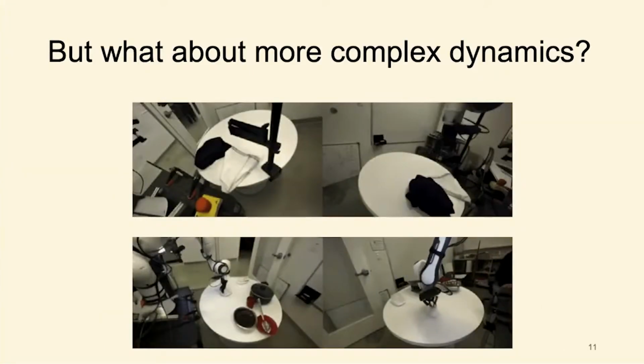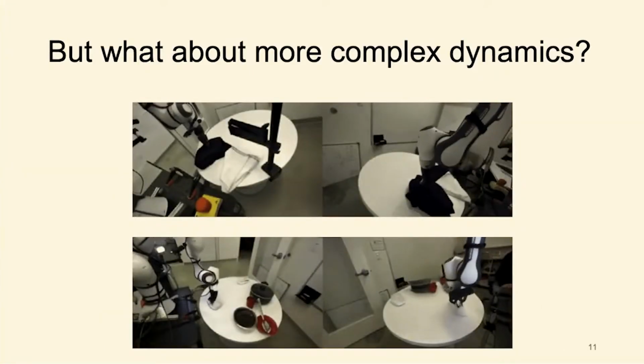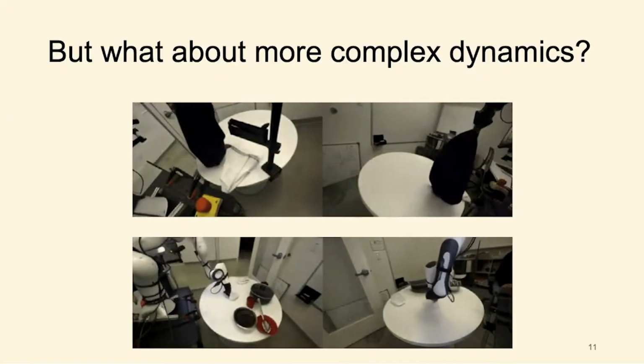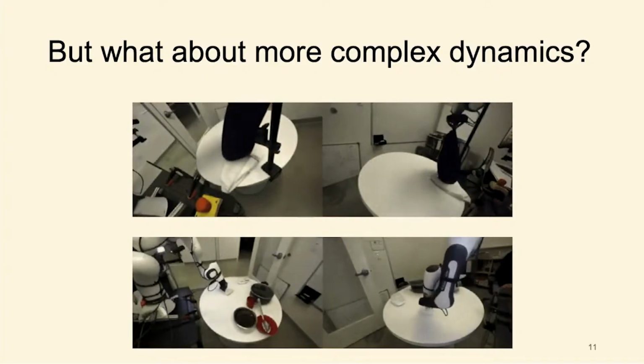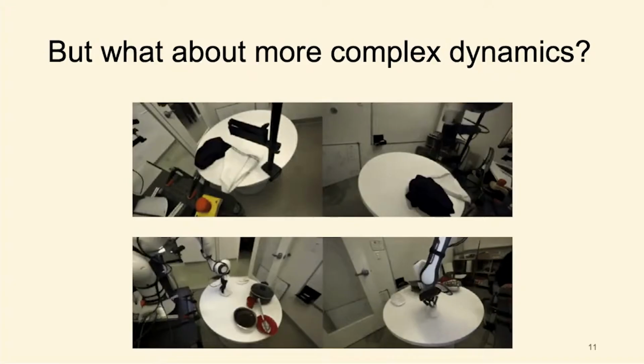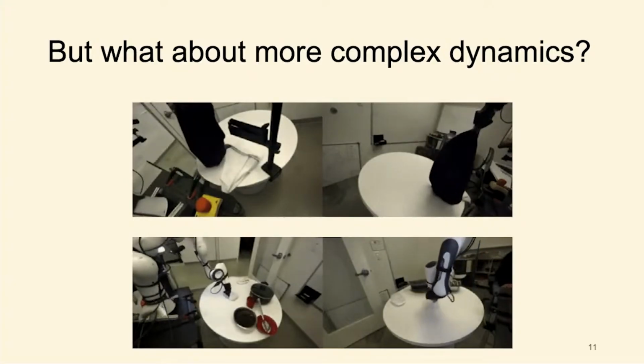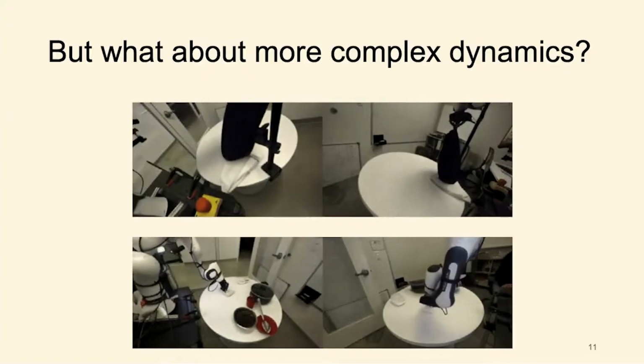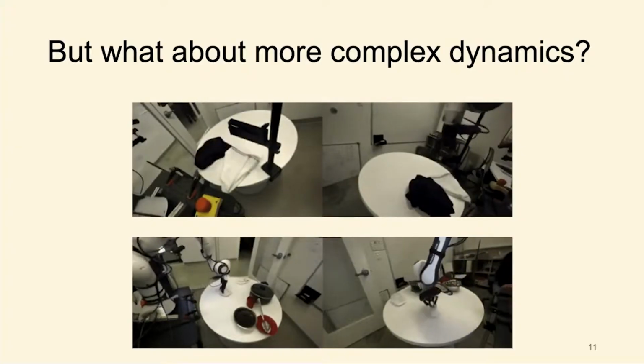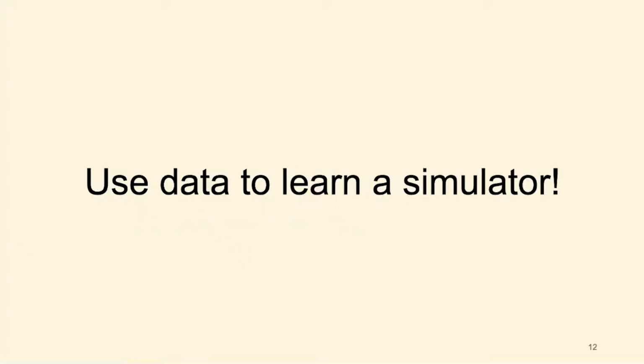But the question then comes out to be, how do we simulate these more complicated tasks? Like something like cloth manipulation, where you can see that the robot is either wiping the table or picking up that cloth and placing it on this, I would guess, board or something. So what's the solution? Well, one solution that everybody else in machine learning has seen works is to use data to learn a simulator.